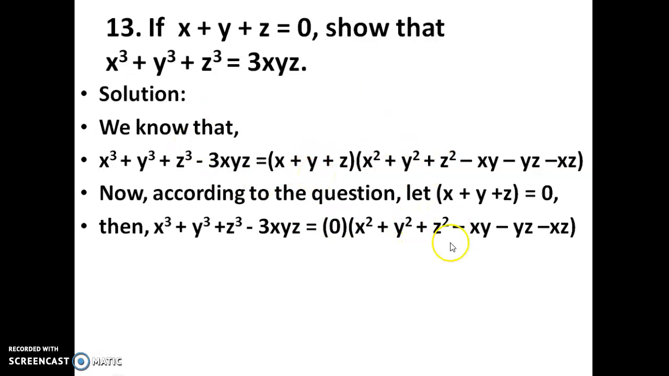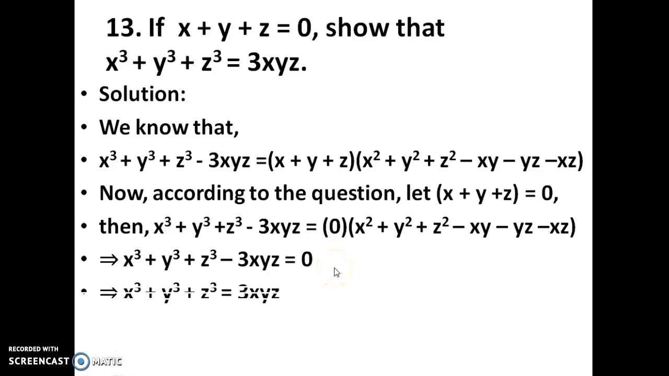If you put 0 here, 0 into anything will be 0. That means the whole RHS is going to become 0, because we are going to multiply by 0. Now we are going to bring this minus 3xyz to the RHS. Here it is in minus, so when it comes to the RHS it will come in plus. So we got the expression which is given in the question, x cube plus y cube plus z cube equals 3xyz. That's the proof.